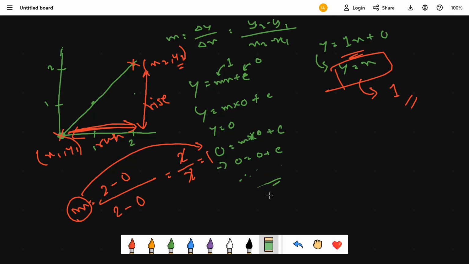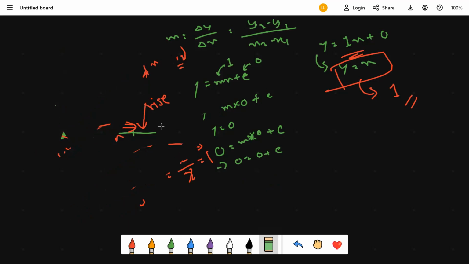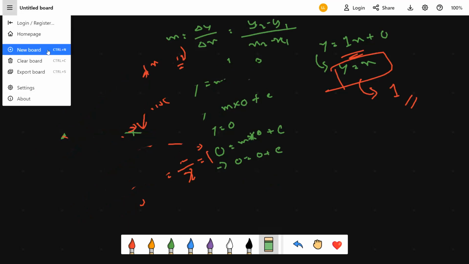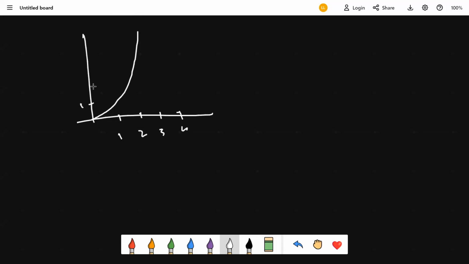Now, let's say we consider another graph which has some sort of this type of equation. Okay, this table. And let's say we also mark this axis equally 1, 2, 3, 4, and 1, 2, 3, and 4.